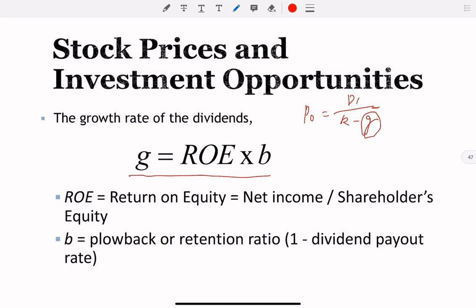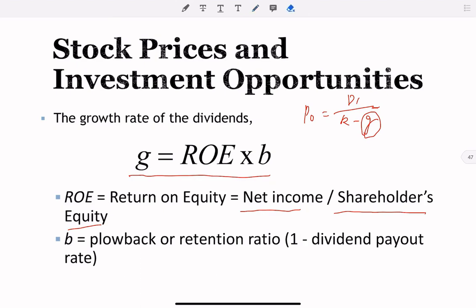ROE, which is return on equity, is defined as net income divided by shareholders' equity. Here the equity refers to shareholders' equity, so it is not the market value of equity. Shareholders' equity is the book value of equity. You can get net income, which is the bottom line, from the income statement, and you can get shareholders' equity from the balance sheet.